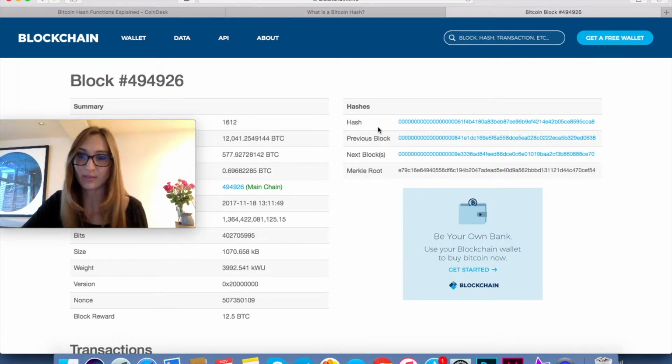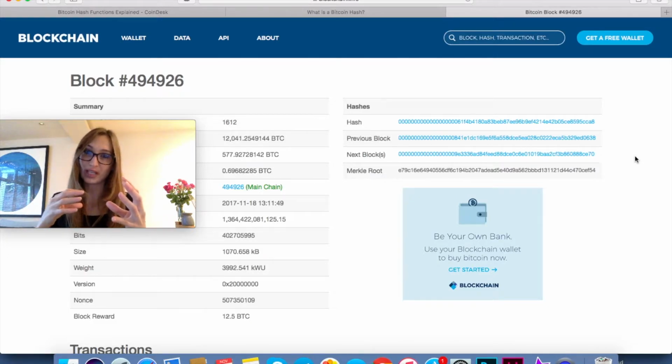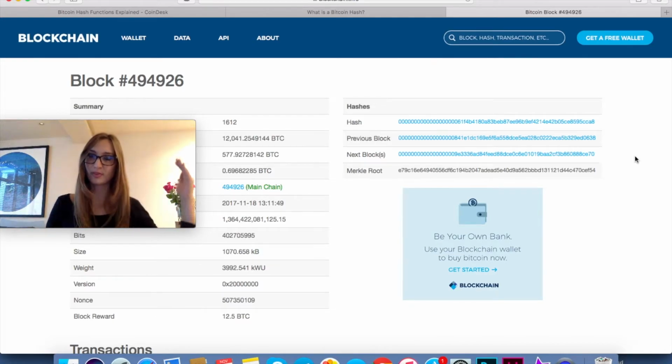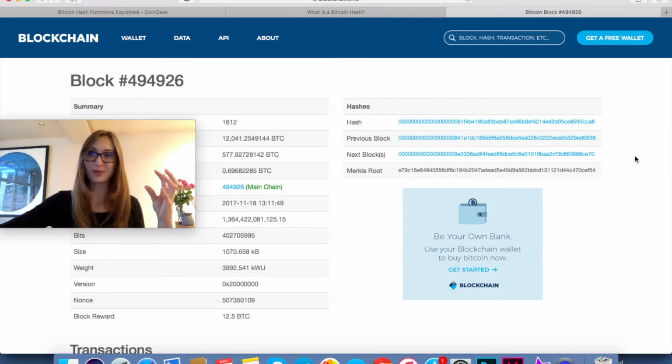This block contains information from the previous block, and it will pass information to the next block as well. So that's how they're linked. They all have a little bit of information from the previous and the previous and the previous, ever since the first Bitcoin was discovered, resulting in a blockchain.